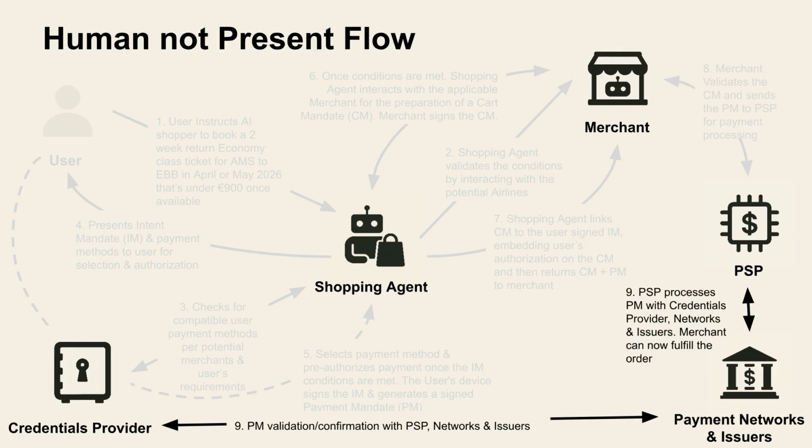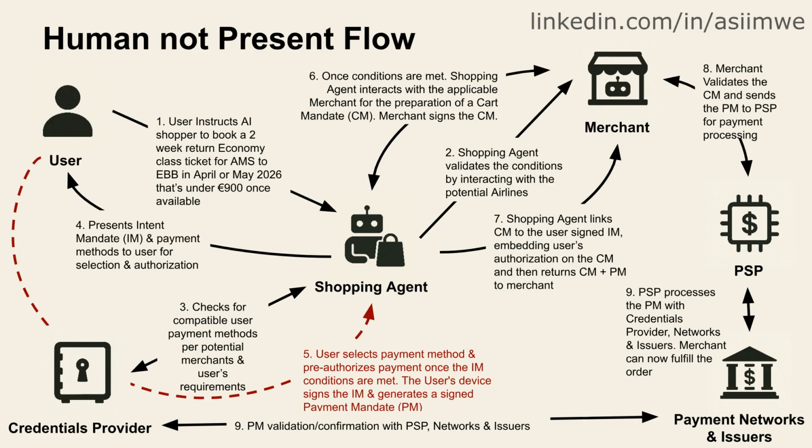Step 9. The PSP processes the payment mandate with the credentials provider, networks, and issuers, confirming the transaction and allowing the merchant to fulfill the order. This slide summarizes the complete human-not-present flow for agent-initiated payments. Like in the human-present flow, there is a cryptographic, non-repudiable audit trail across all the parties that verifies the user's intent and authorization in case of disputes.